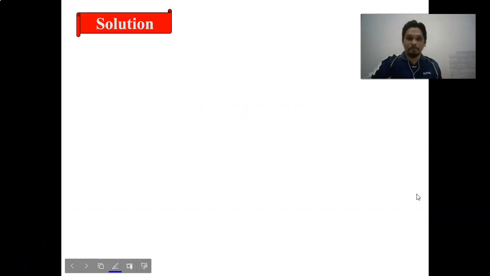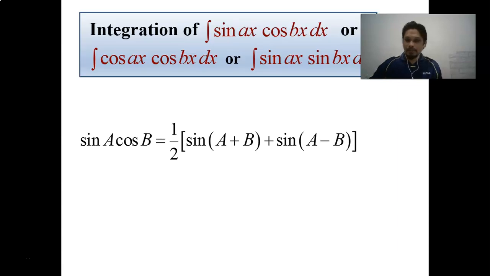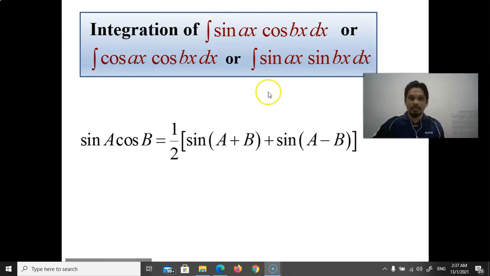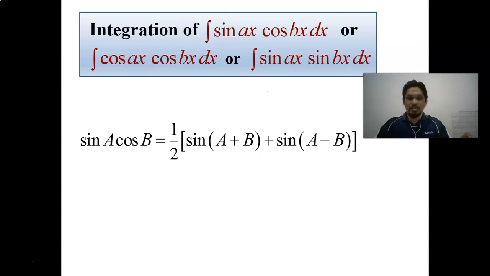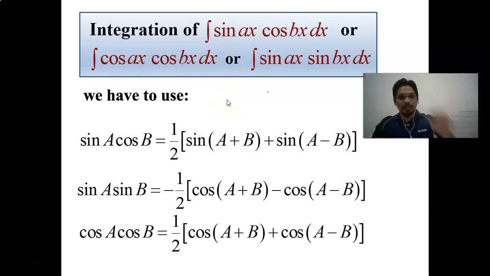So the next: integration of sine ax cos bx dx, or this one or this one here. For this case, we have to use all these three. As I can say from my experience, when given this kind of question in a final examination or mid-sem test, they will provide all the formulas, because we all know that students cannot remember all the formulas of the trigonometric functions. So they will provide all the formulas to help the students in the questions.